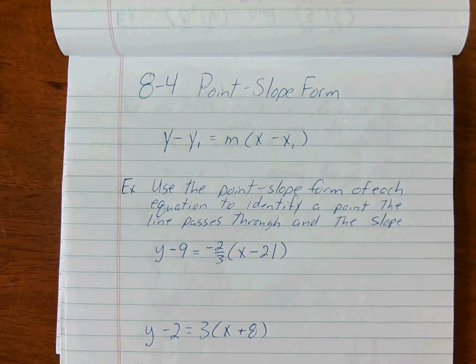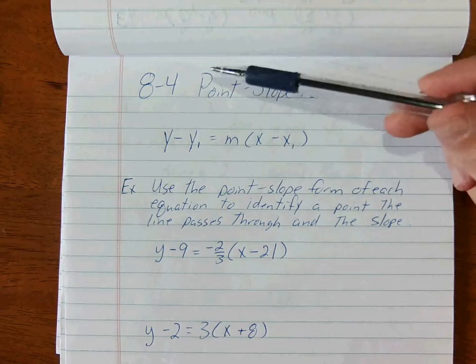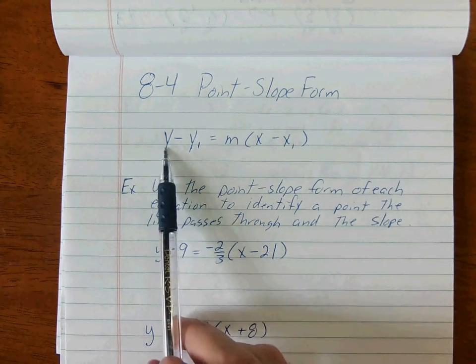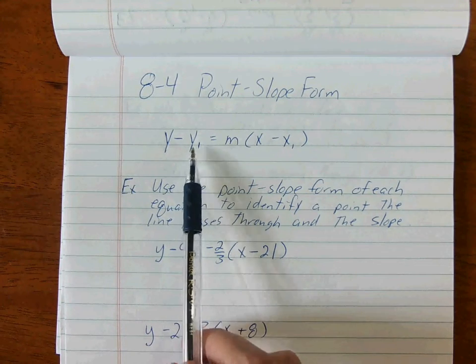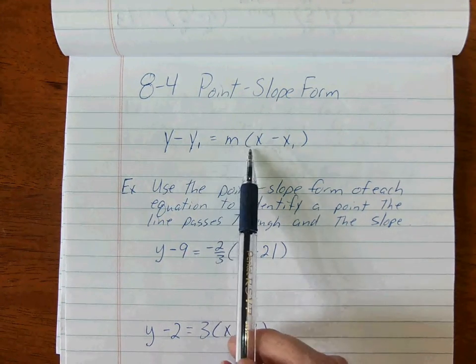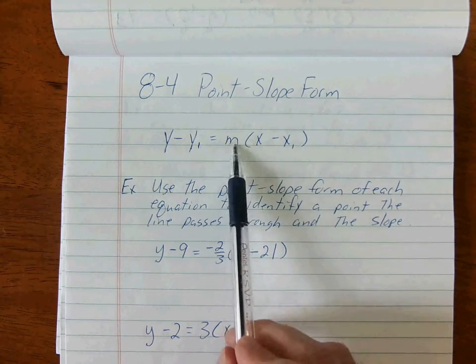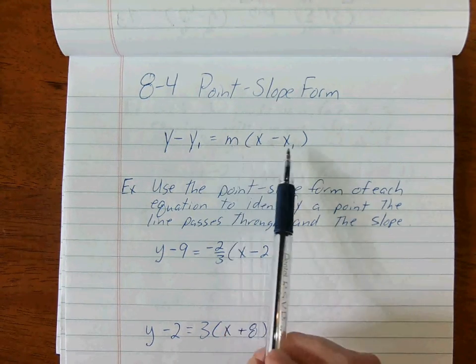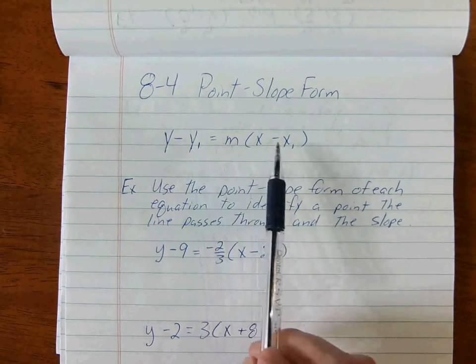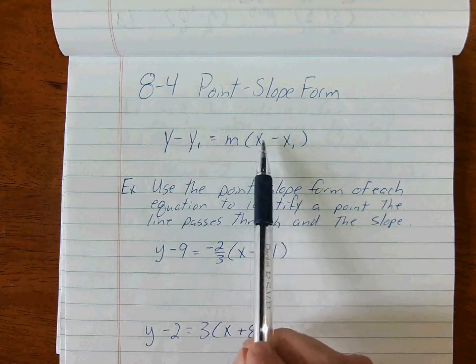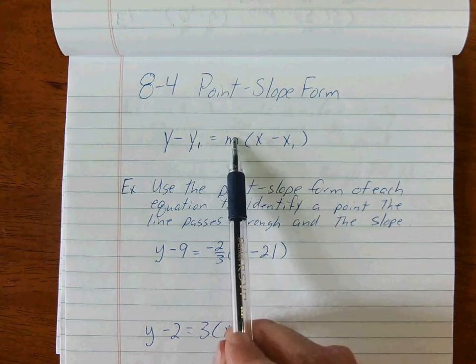In this lesson, this is the point slope form. This is 8-4. Here's your point slope formula. It's y minus y1 equals m times the parentheses x minus x1. Now your slope is your m, and then this x1 and y1 are actually a point, and you're going to use those two values there, your x value and your y, and then your slope.